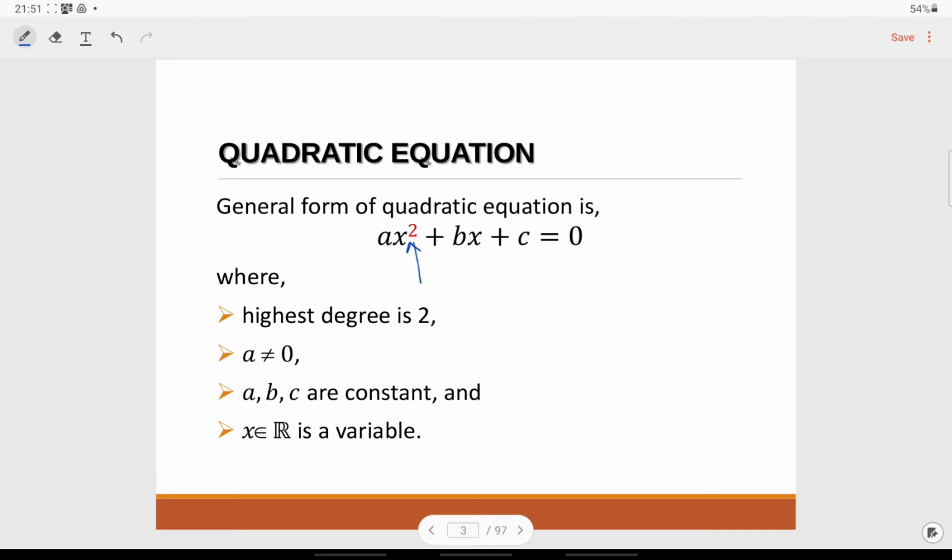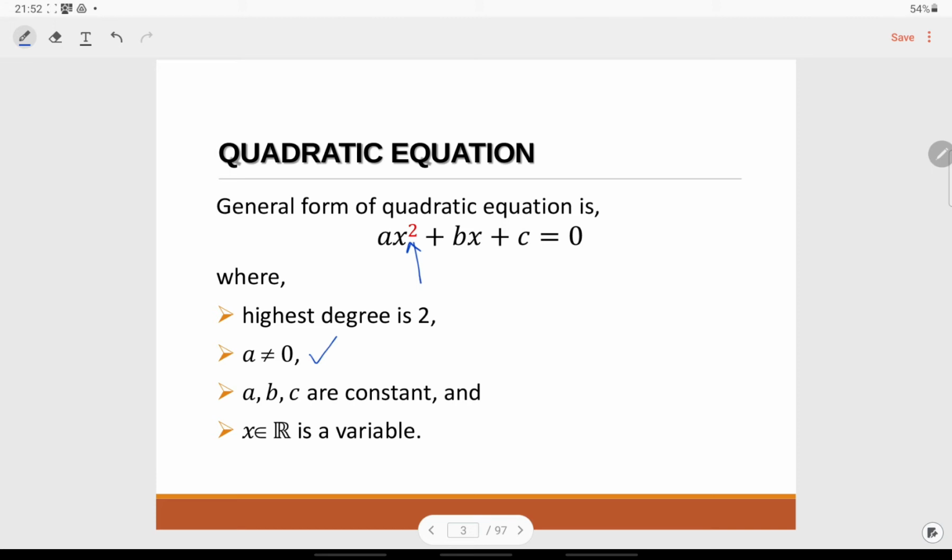And then we need to make sure that a is not equal to 0. Why? Because we want to maintain the highest power of x equal to 2. If a equals 0, then x squared becomes 0, so the highest power for x is now x to the power of 1. So it becomes a linear equation. It's no longer a quadratic equation if a equals 0. So we need to make sure that the value of a is not equal to 0.